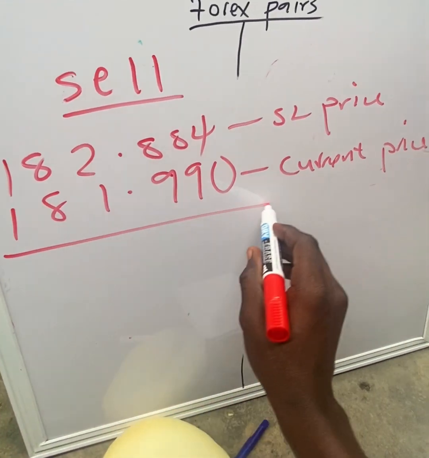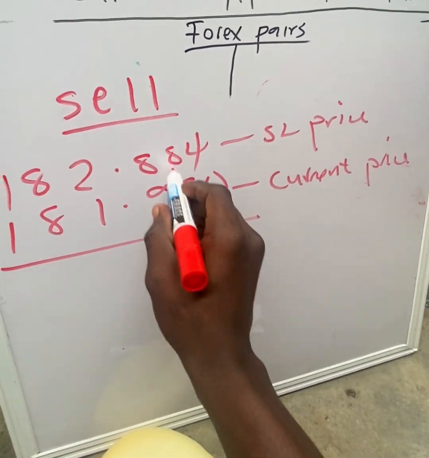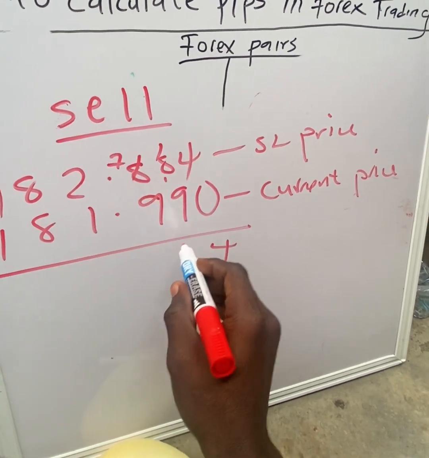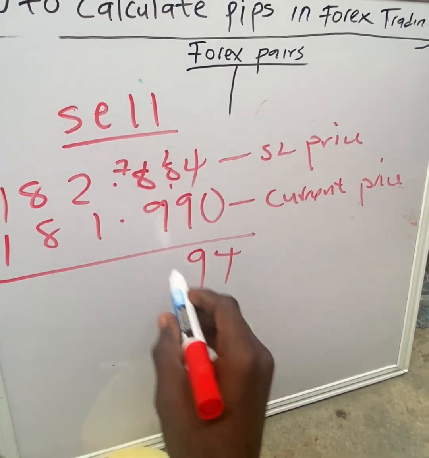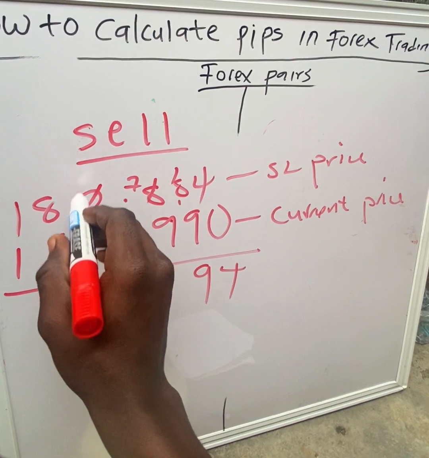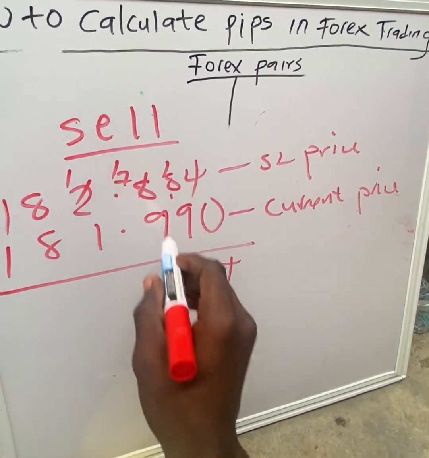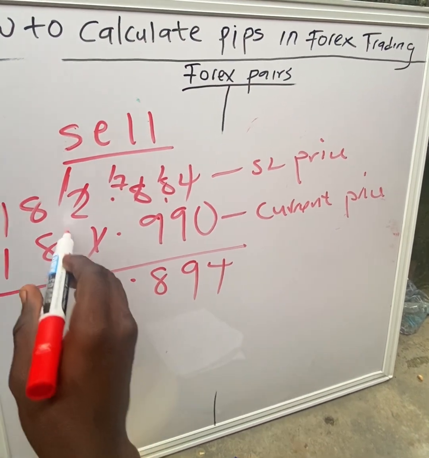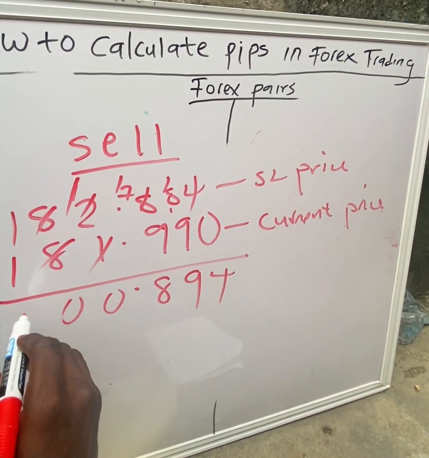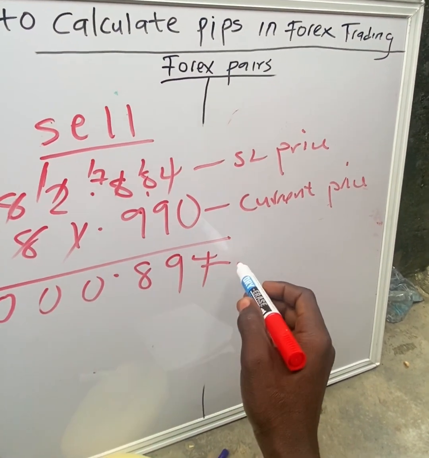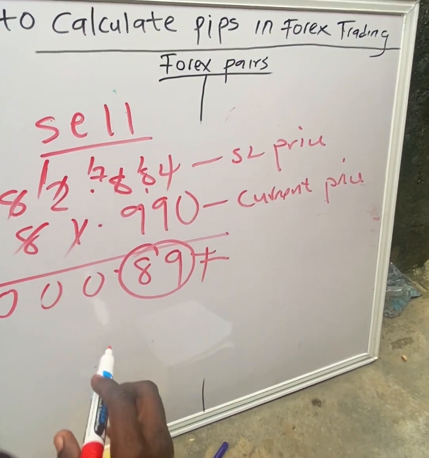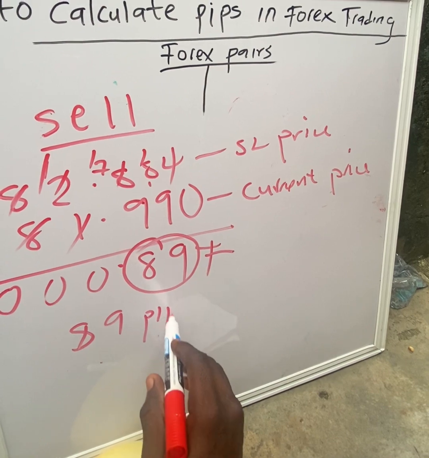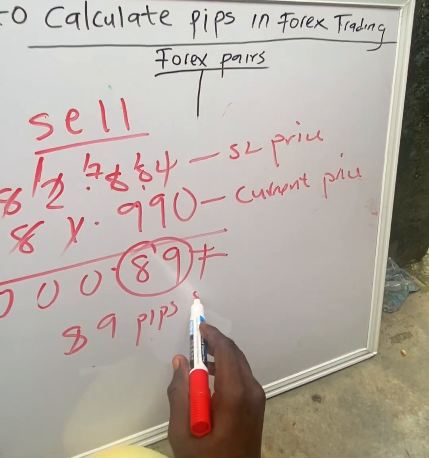So how do we do that? 4 minus 0, we have 4. 8 minus 9 is impossible. We borrow 1 from here. So here becomes 7. We have 18 minus 9, we have 9. 7 minus 9 is impossible. We borrow 1 from here. Here it becomes 17. 17 minus 9 is 8. 1 cancel 1, 0. 1 minus 1, we have 0 as well. So this is pipettes. So we are left with 89 pips stop loss.